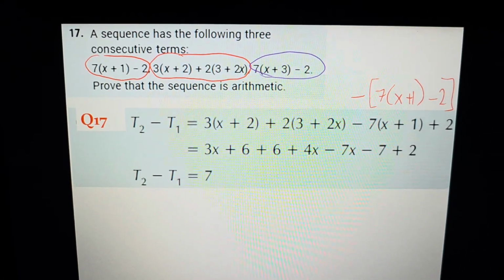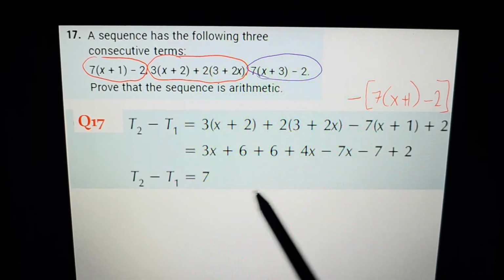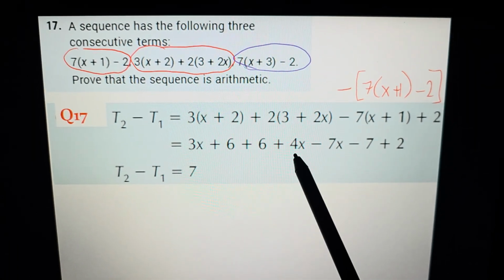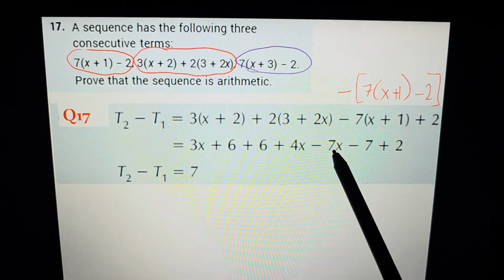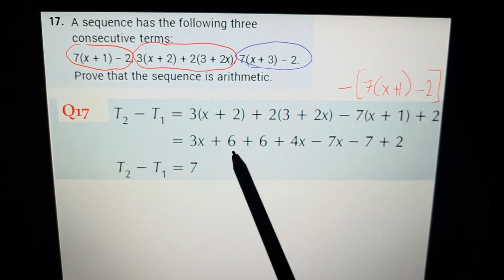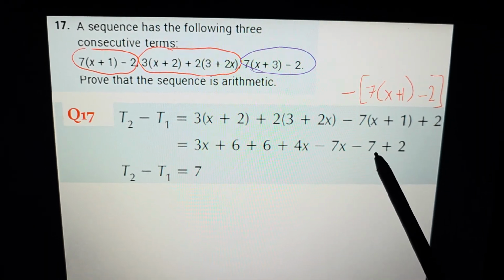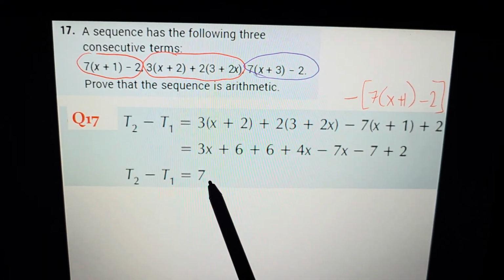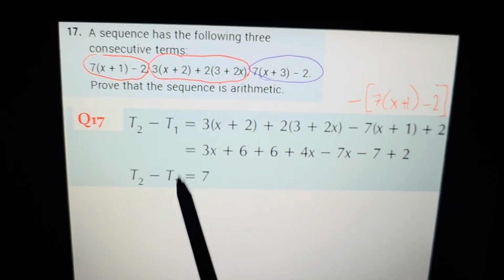Then you're just grouping your like terms. Group all the x's together, they end up cancelling each other out. 3x plus 4x is 7x, 7x take 7x, gone. Then group your constants. 6 and 6 is 12. 12 take away 7 is 5, and 5 plus 2 is 7. So the difference between term 1 and term 2 is 7.